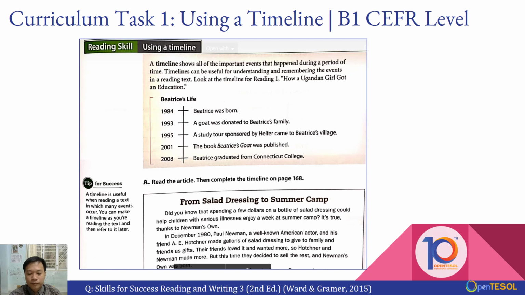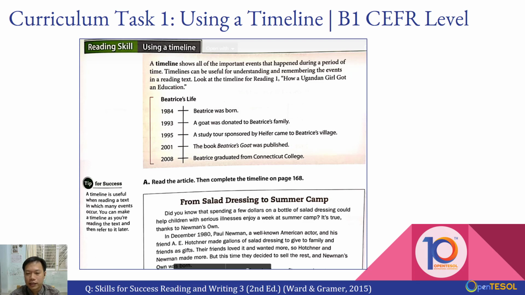So the students were reading about how a small amount of money can help. And after the reading text, they could practice the reading skill, in which they could use a timeline to chart the important events mentioned or narrated in the text or in the story. So this is a very popular EFL learning activity, in which the students identify the key events and the key dates.